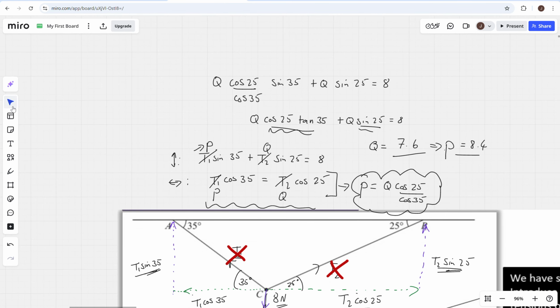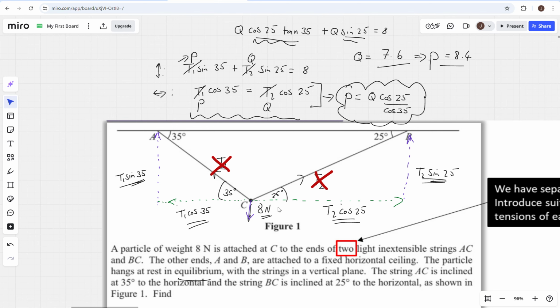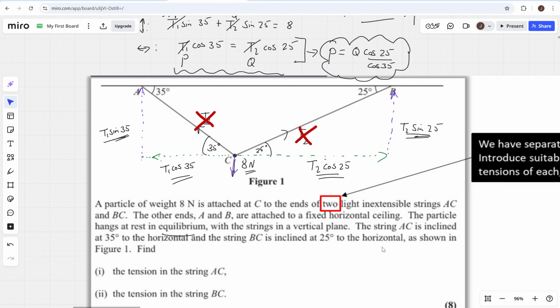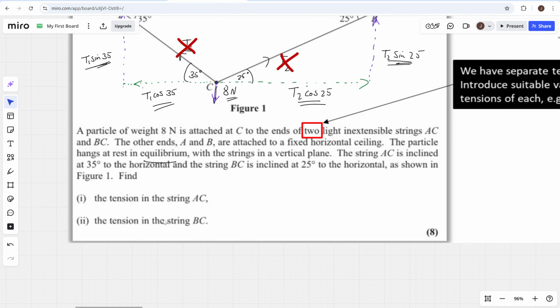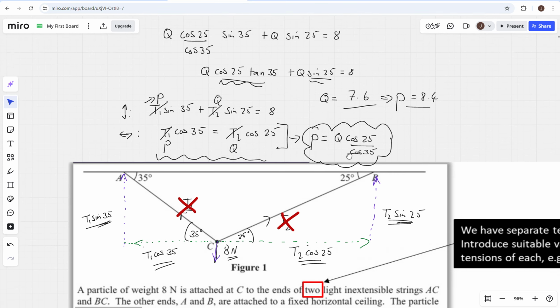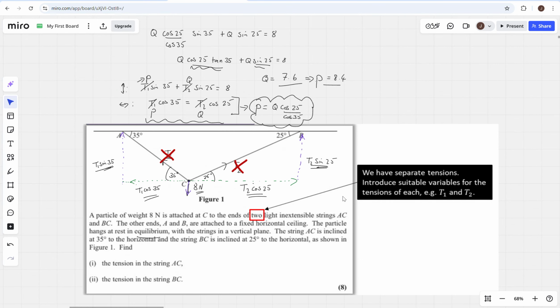So what are the main things to talk about on here? Well, again, it's that theme of breaking things up, horizontal and vertical, okay? Equilibrium was used. So there it was, equilibrium was used. And then do you notice the question was, what are the tensions? Well, we've just done that, haven't we? So T1 was P, which is 8.4, and T2, which was Q, was 7.6. Okay, so just a continuation, hopefully, of the same sort of ideas as before.